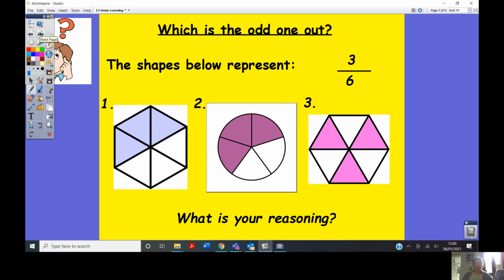Bit of reasoning here. The shapes below represent 3/6. Do they or do they not? Which one is the odd one out? Which one shouldn't be here at all? Pause the video now to have a look at this question and come up with a great full sentence to tell your adult or anyone who is in the house why one is the odd one out.